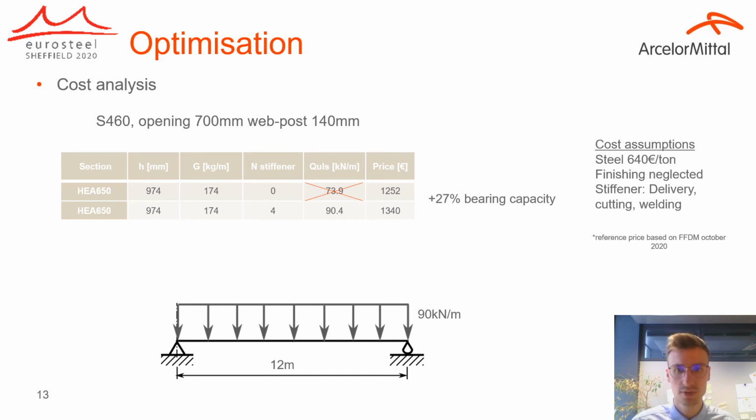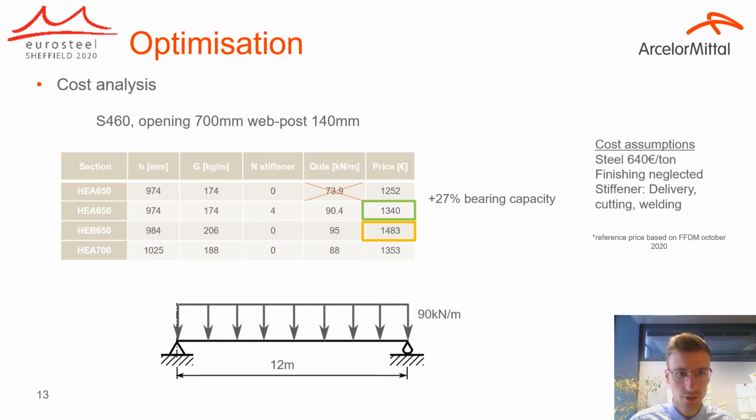which corresponds to a 27% increase. Another solution would be to increase the steel profile to HEB 650, and we can also increase the bearing capacity above 90 kilonewton per meter, but the price increases significantly. Another solution with another steel profile, HEA 700: we are also a bit below the 90 kilonewton per meter we targeted, but here the main disadvantage is the height, which increased significantly, which might not be suitable for the project.